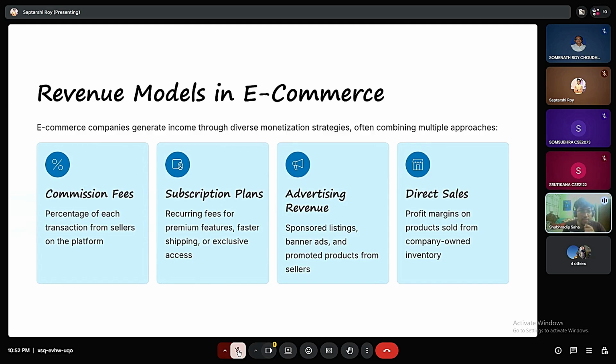Now, commission fees is the percentage of each transaction from the seller on the platform, which means a particular amount of the money received by the seller is given as a commission to the e-commerce platform. Next, we have subscription plans. Recurring fees for premium features, faster shipping, or exclusive access are provided to the user as subscription plans.